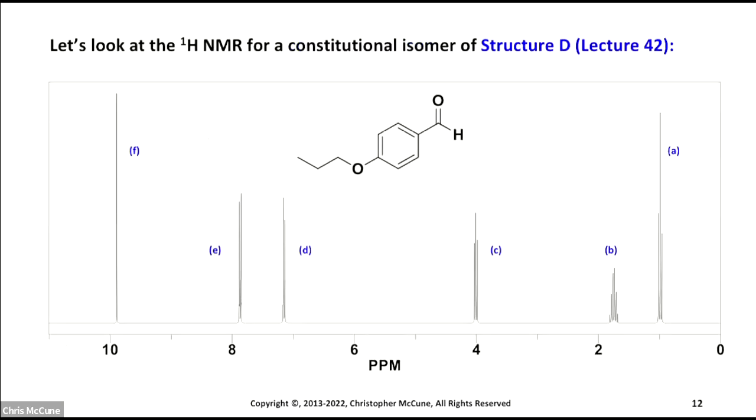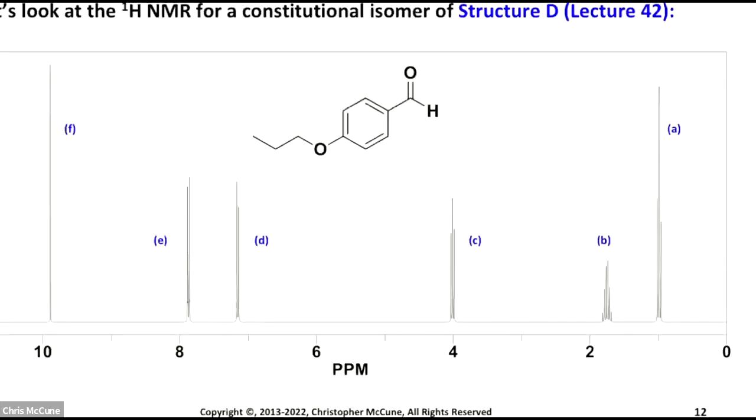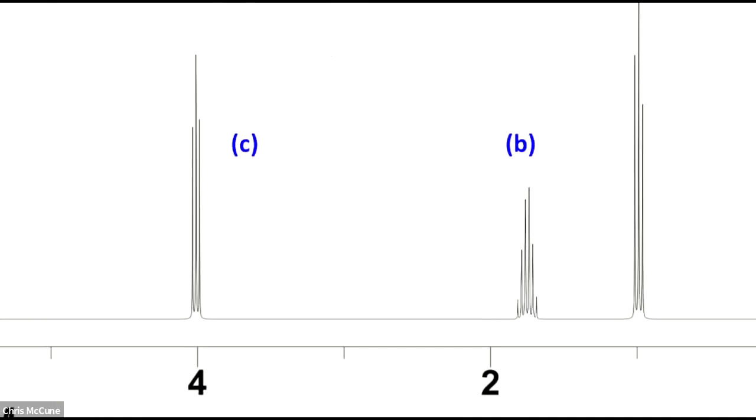Here's another one. Here's a constitutional isomer of structure D, and you can see that its NMR is different, right? So now I have more peaks. I have more non-equivalent sets of hydrogens. I have different splitting patterns, and so on and so forth. So if you look here and you blow that up, you can see that peak B here, 1, 2, 3, 4, 5, 6, that's a sextet.